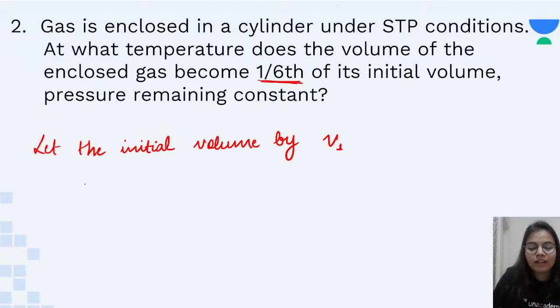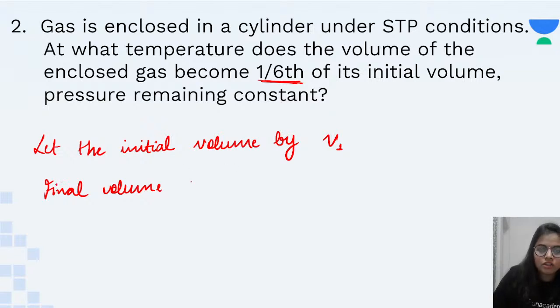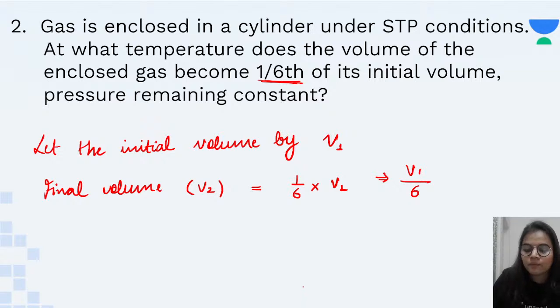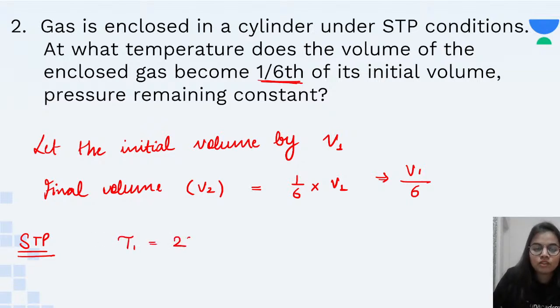Let us read it. At what temperature does volume of enclosed gas become 1/6 of its initial volume? So what will be our final volume? Let us take final volume as V2 and it will be equal to 1/6 of initial volume. Okay, we can write it as V1 upon 6. Alright, now talking about the conditions that are given to us. So we have been given STP conditions and we saw in the standard temperature and pressure, what do we have? We have temperature 1 is equal to standard is 273 Kelvin.